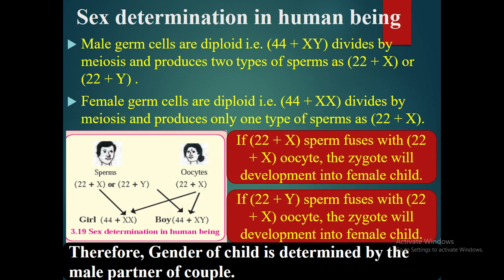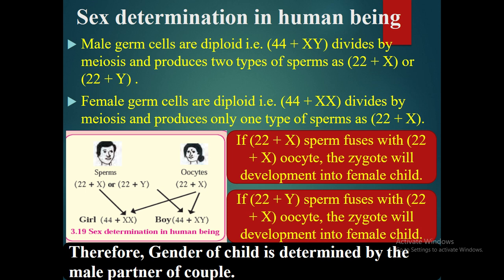Sex determination in human beings. The male germ cells are diploid, which consist of 44 plus XY chromosomes. It divides by meiosis and produces 2 types of sperms, one with 22 plus X and the other with 22 plus Y. Whereas female germ cells, which are again diploid, have chromosomes 44 plus XX, and divide by meiosis to produce only one type, 22 plus X.